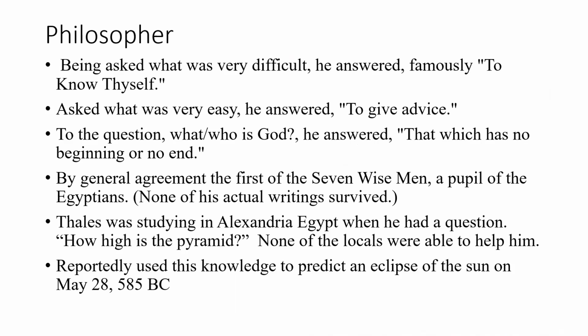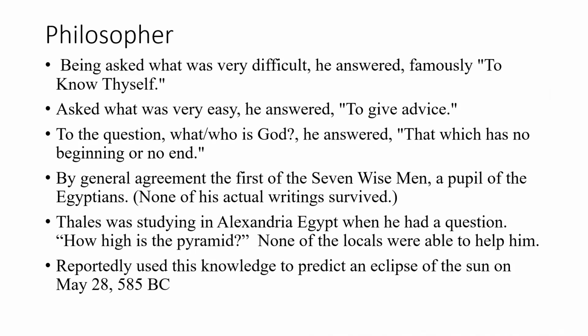A pupil of the Egyptians, though none of his actual writings survived that we know of. He was studying in Alexandria, Egypt, when he had a question: how high is the pyramid? None of the locals were able to help him, so he figured it out. He also reportedly used this knowledge to predict an eclipse of the sun on May 28th, 585 BC, accurately.